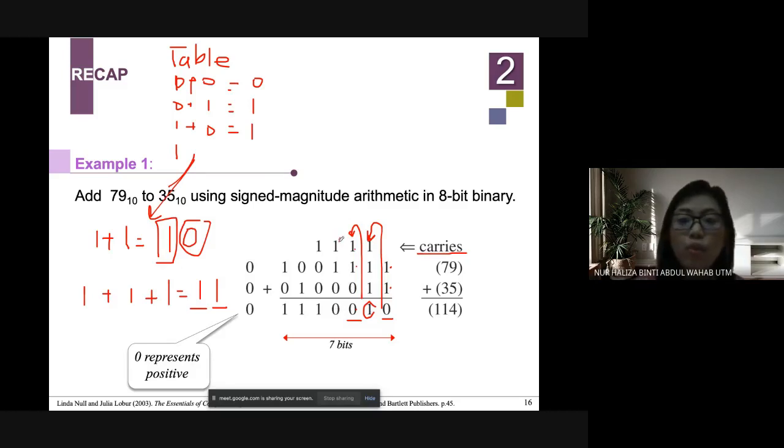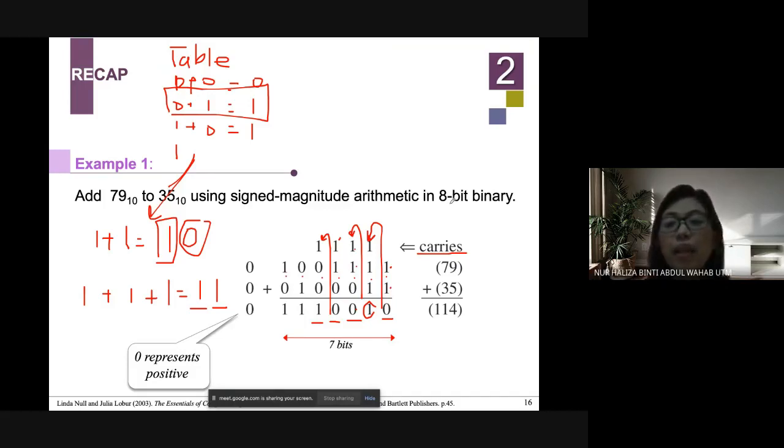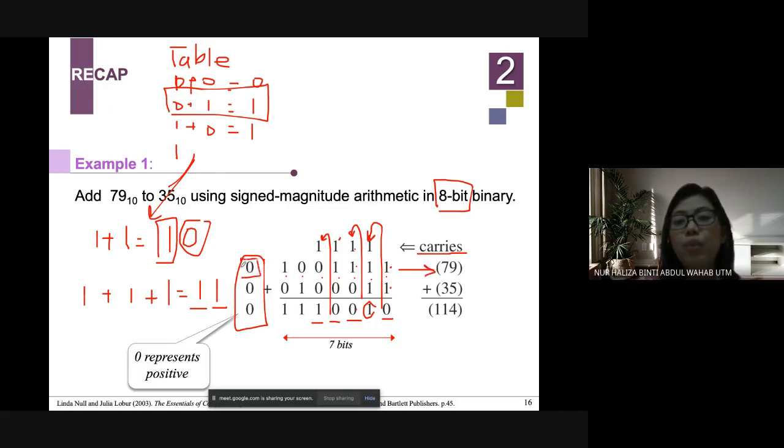After that, you also have 1 plus 1 which is 1, 0, so you get sum 0 and carry 1. 1 plus 0 plus 0, you will get 1 without a carry. Then you have 1, 1, and this one is 1. If you calculate it, 1, 2, 3, 4, 5, 6, 7. You are dealing with 8-bit binary, so at the MSB you need to show a 0 in front for all. Like 79, the MSB will be 0. For the 35, it's 0 also. So 0 plus 0, you will get 0, showing that you have positive 114.